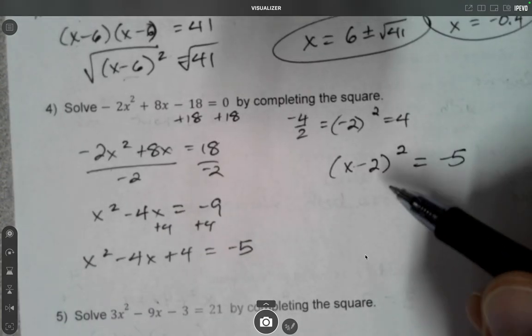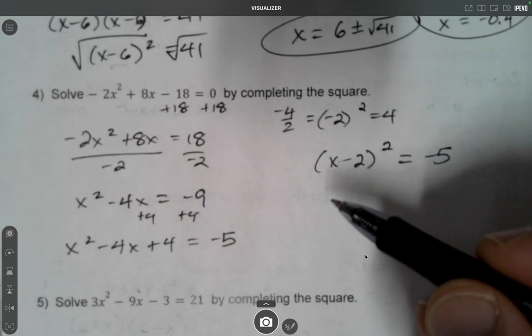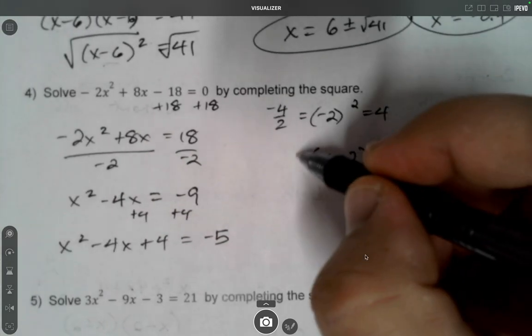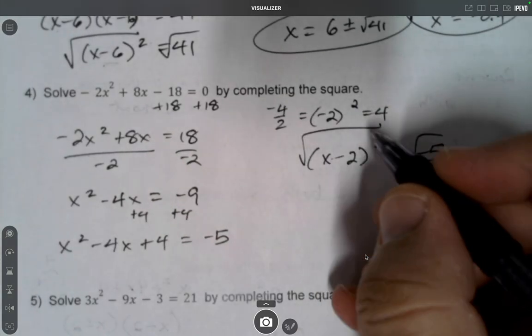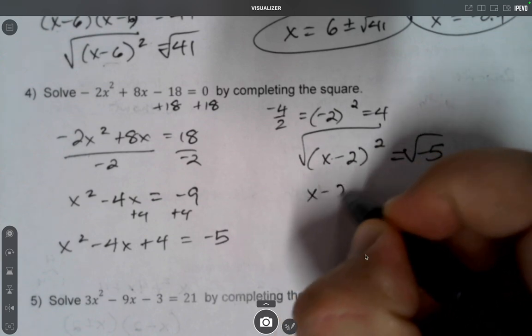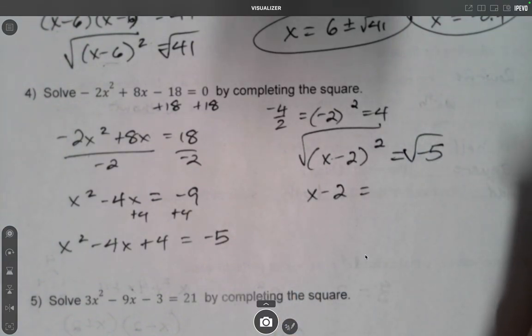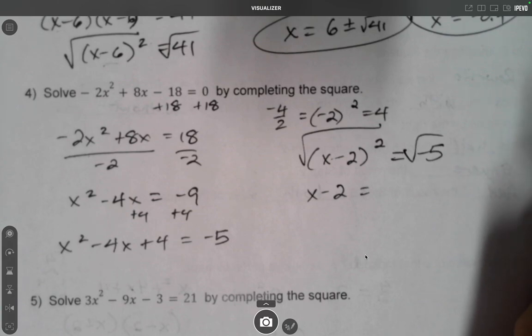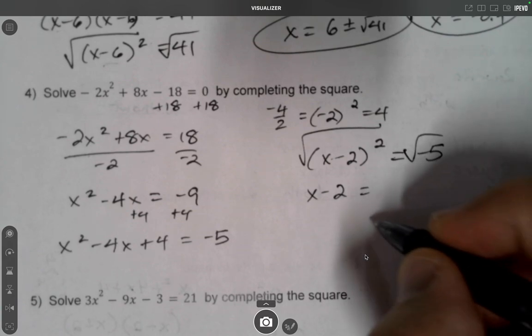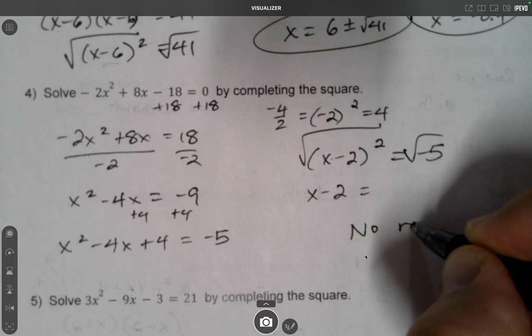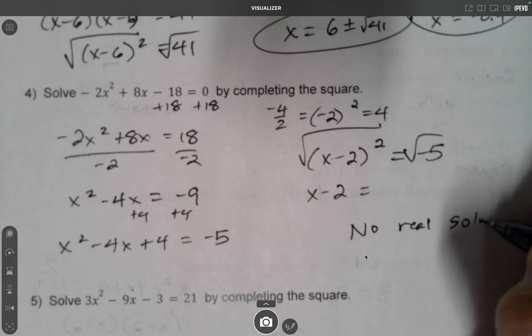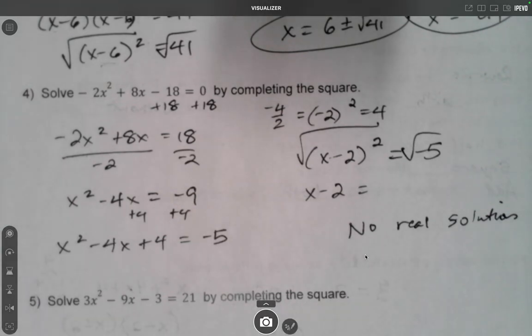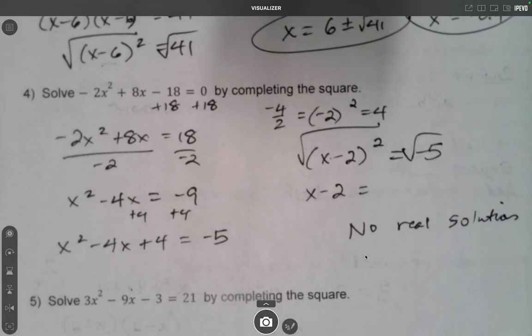So I know it's going to be x minus 2 times x minus 2, which I can rewrite as x minus 2 squared. Then I'll take the square root of both sides. Squared and square root cancel out. But, ooh, wait a minute. We can't take the square root of a negative number. That means there is no real solution for this. There is nowhere this equation would cross the x-axis. There's nowhere that it equals 0.